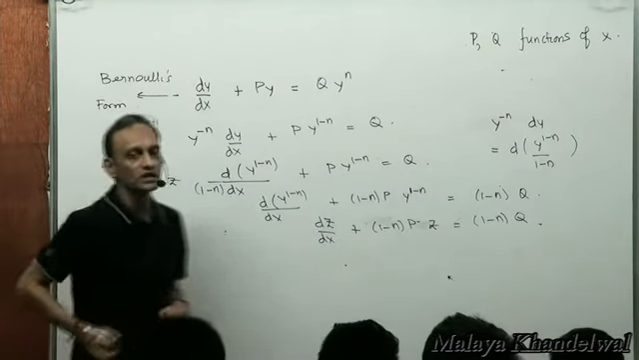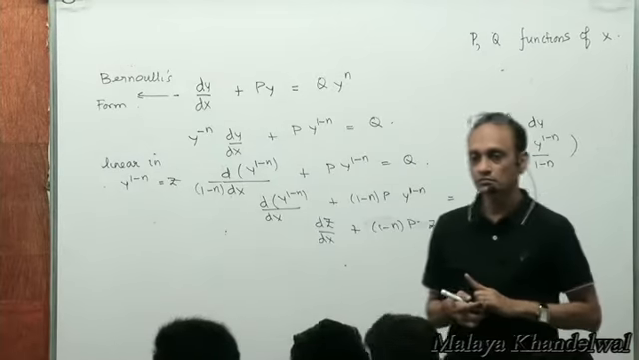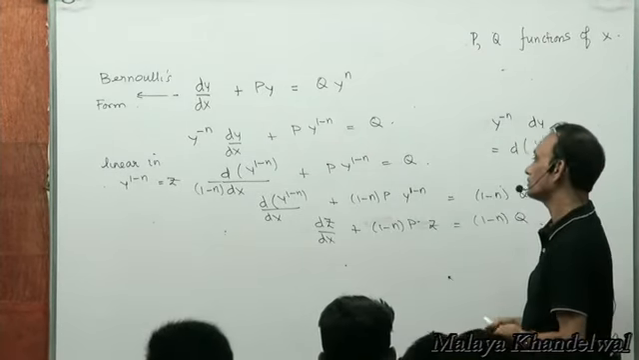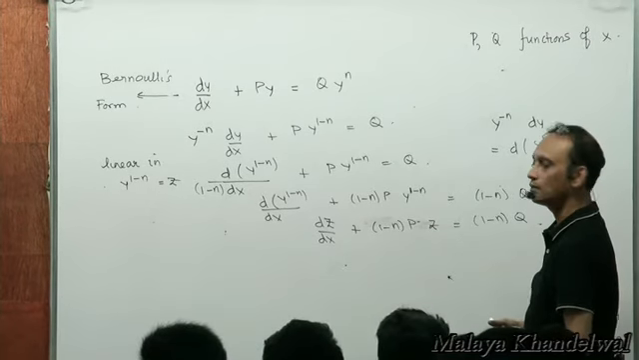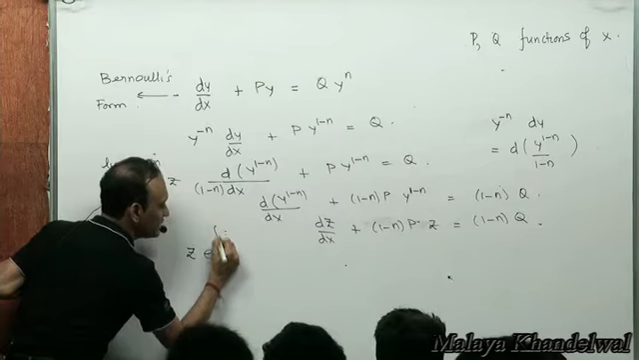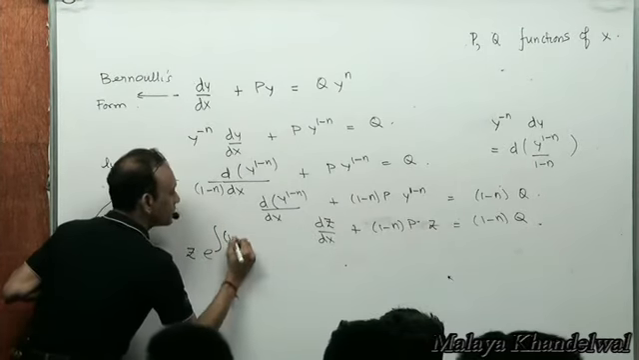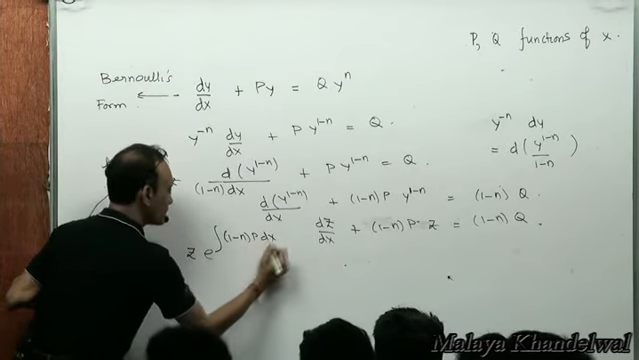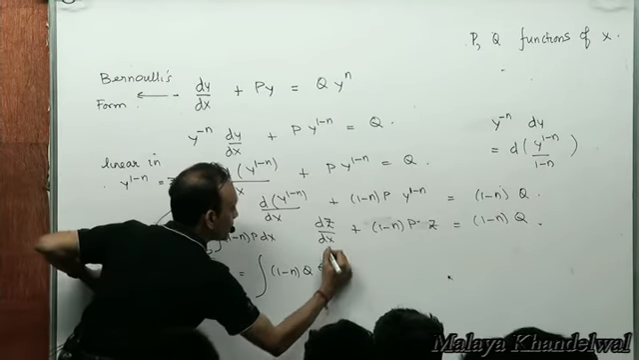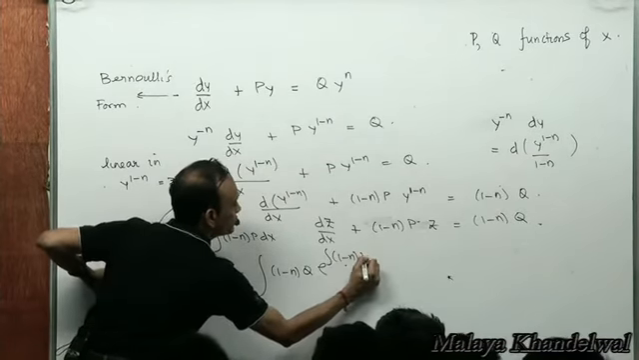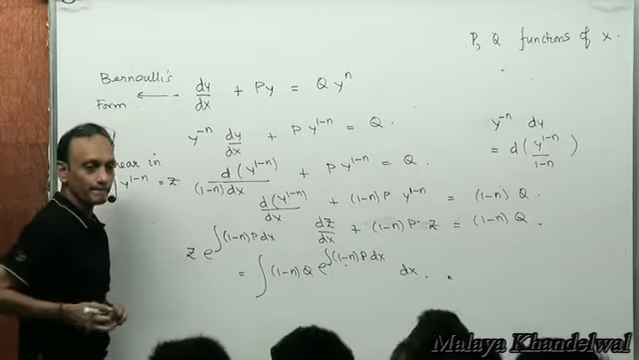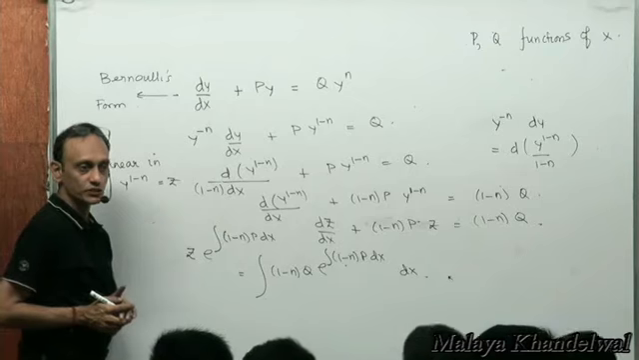This form is called the Bernoulli's form. Okay, z e power integral p, which is 1 minus n into p dx, equals integral 1 minus n into q e power integral 1 minus n into p dx dx. Got me? That'll be the solution to this differential equation.